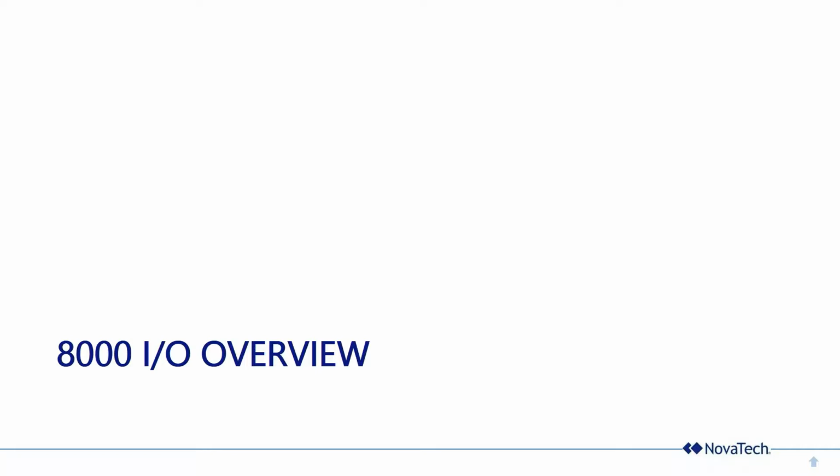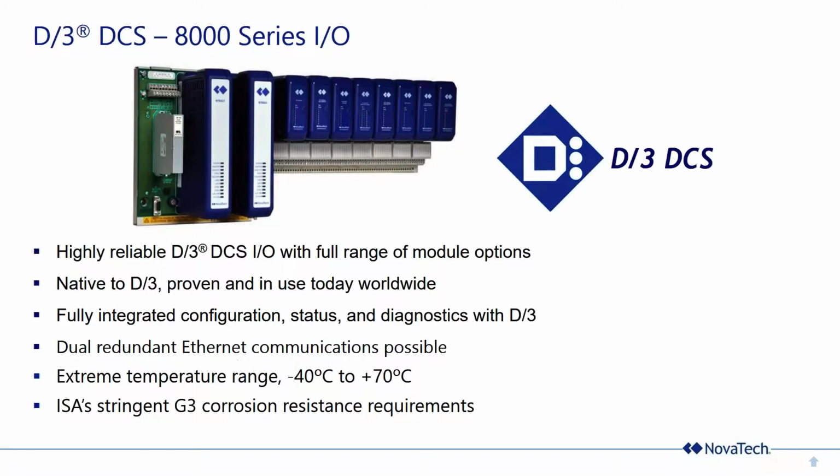So let's get started with an overview of 8000 I/O. 8000 I/O is NovaTech's native I/O. It is a DCS-I/O family. And I've been saying that for 20, 30 years about I/O that goes with the D3. The 16,000 I/O was DCS-I/O. The quantum I/O actually was DCS-I/O because NovaTech engineers worked with Modicon in the design of that I/O family and put a lot of capabilities we had in our 16,000 I/O into the quantum I/O.